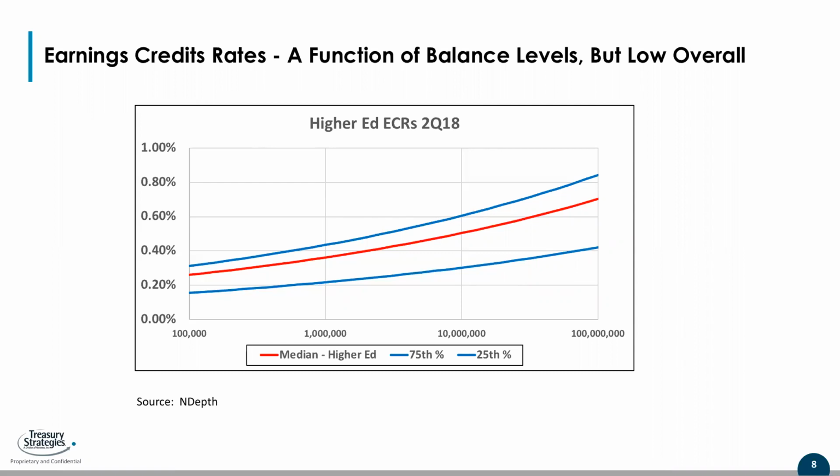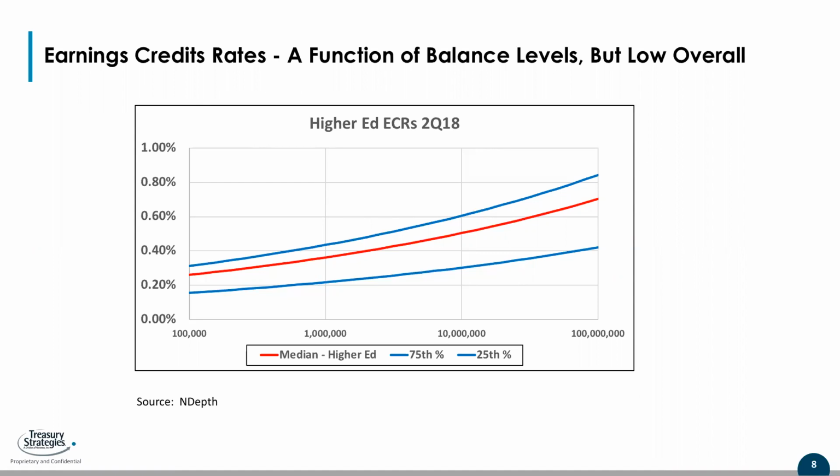If we look at the $10 million balance level, first of all, let me point out that the market average, beyond higher ed, is 43 basis points. The market median is 43 basis points. Here on this chart, you can see the red line at the $10 million mark intersects at 50 basis points. So higher ed is getting a higher median earnings credit rate than the rest of the market, which again is a very good thing. This is good news, and I won't restate all the reasons why this is good news.